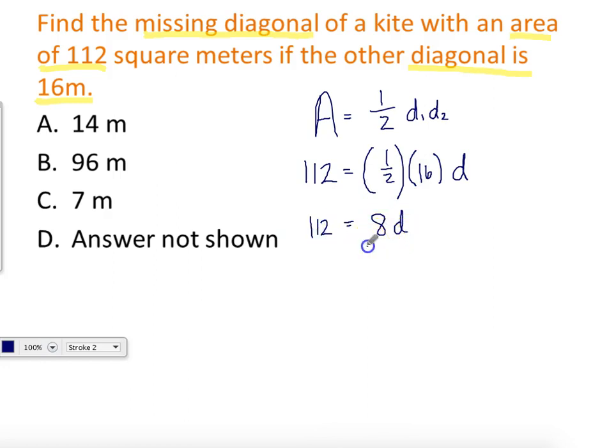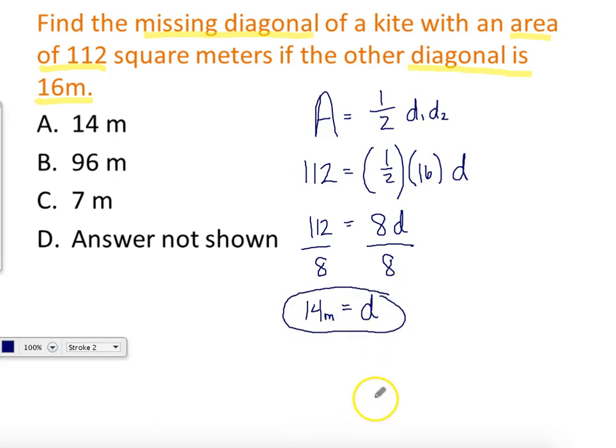Now to solve for the diagonal, we have 8 times D. To undo that and get D all alone, we divide each side by 8. We get that the diagonal is 112 divided by 8, which is 14. So the other length of our diagonal is 14. What units of measure are we using? Meters. So I would put 14 meters is the length of our other diagonal.